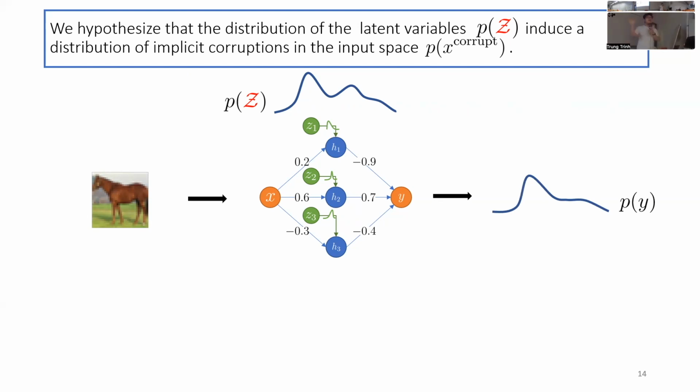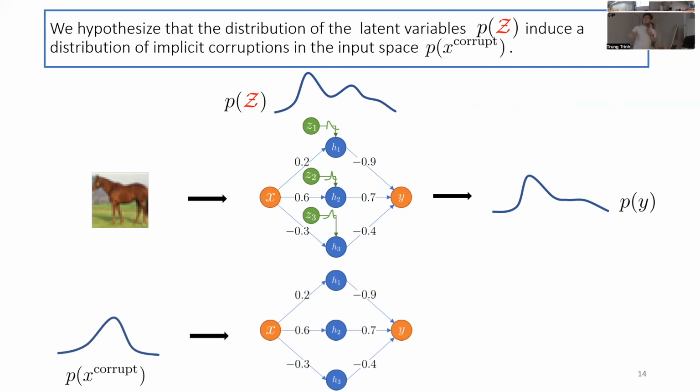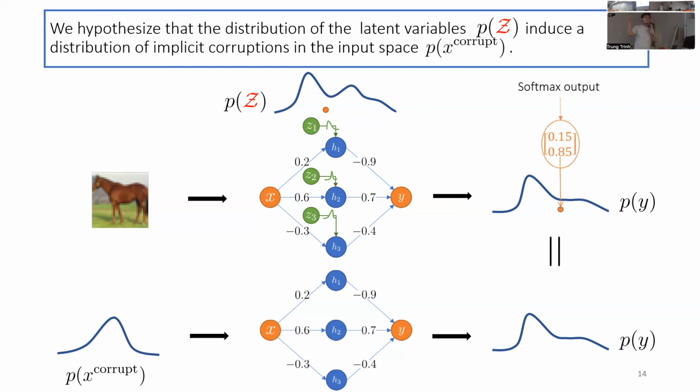Now, instead of having a latent variable at every node in the model, let's say we have an input distribution. We hypothesize that there exists a distribution of corrupted input in the input space, such that when we feed a sample of this distribution into this deterministic network below, we will obtain the same distribution over the output. So let's say we have a sample from the latent distribution, which gives us a sample from the output distribution. There exists a corrupted version of the input image, such that when we feed this corrupted version through the deterministic model, we will obtain a similar output vector.